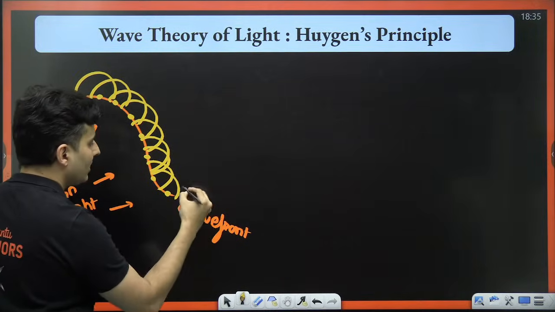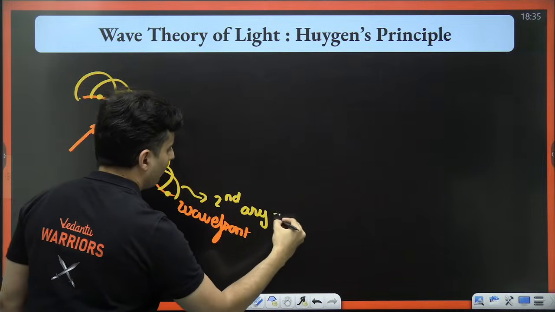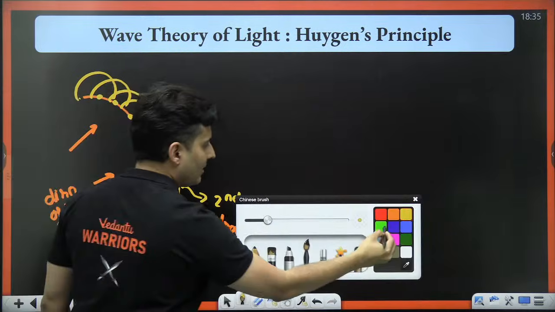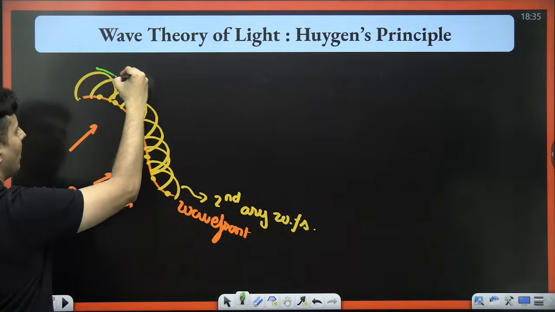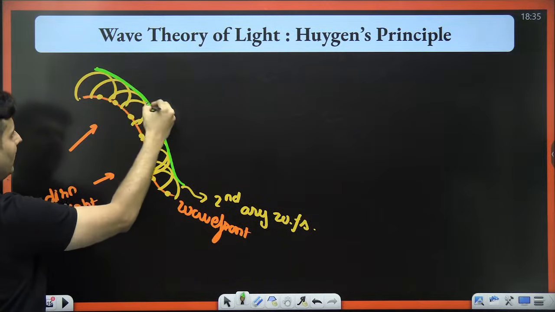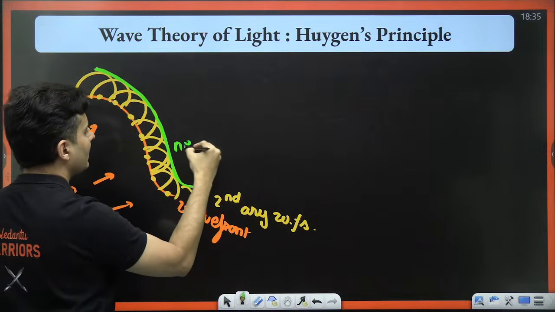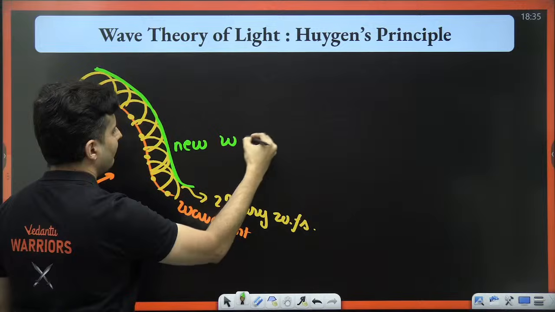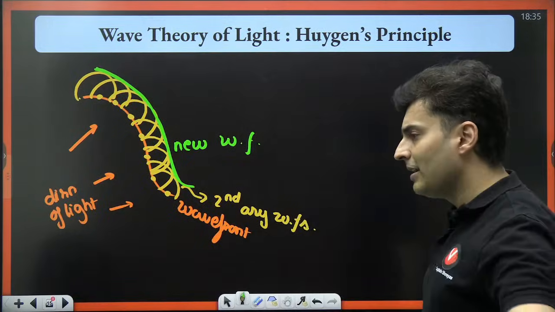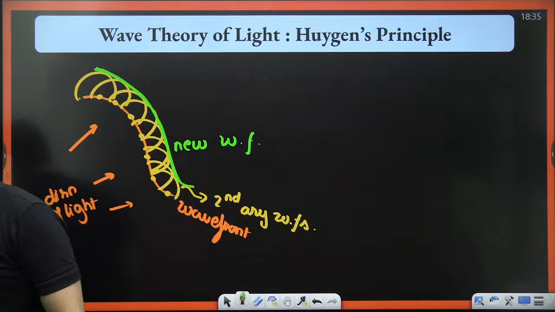So these are nothing but secondary wavefronts. Now what you do is draw a common tangent to all of them. This is nothing but a common tangent, you can see. So that common tangent is basically your new wavefront. That is your new wavefront. Is that very, very clear, my dear warriors?